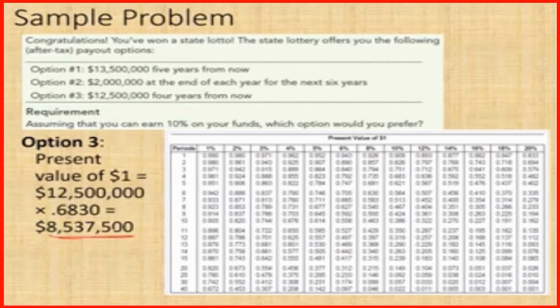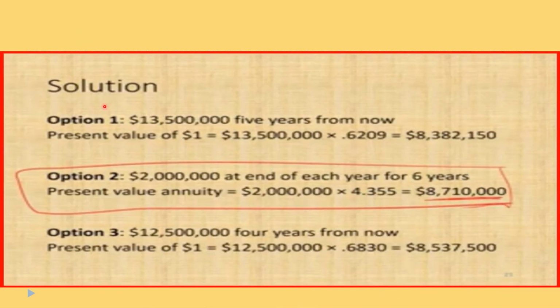Is it bigger than the figure that we had before? Solution. Okay, so here is the solution. Option 1, we got 8,382,150 for option 1. Option 2, 8,710,000. Option 3, 8,537,500. And so option 2 is the better option to take.